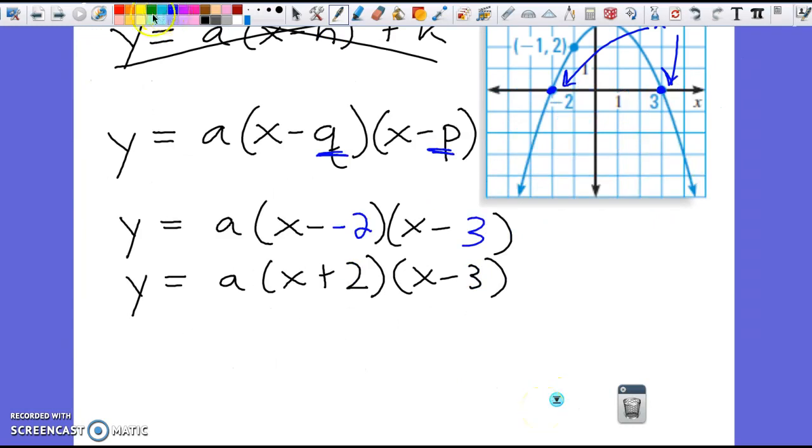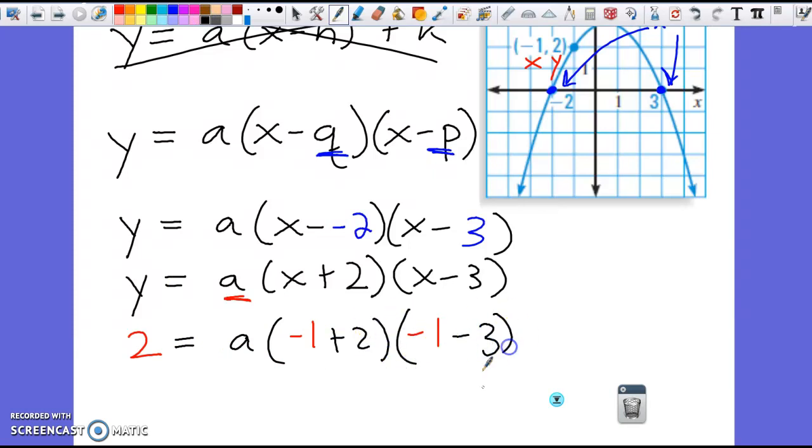So now I need to find out what that a value is, just like I did last time. And what did I do last time? I plugged in the other point that was given to me that was not the vertex. In this case, I can't use the same points I used for the intercepts. So I have to use the y value, and the y value is 2. The x value is -1. I have to use that twice for x. So y equals a times x plus 2 and x minus 3.